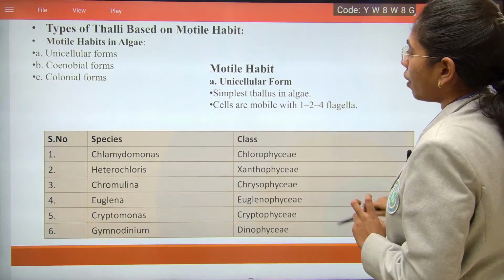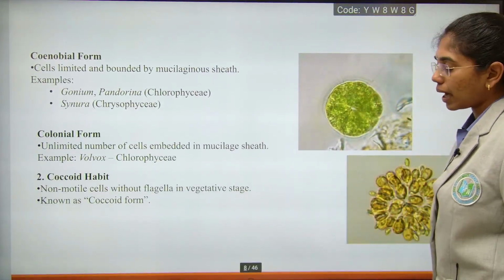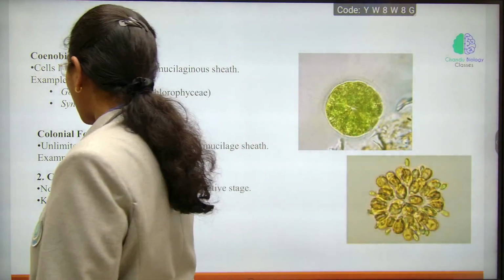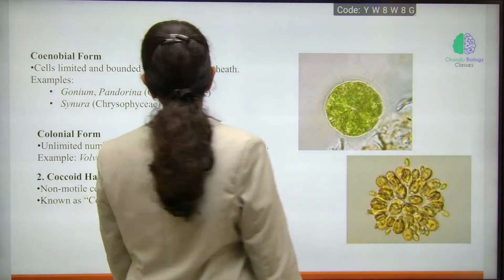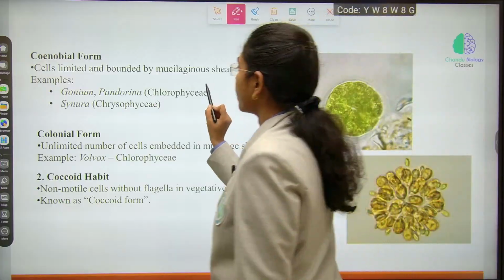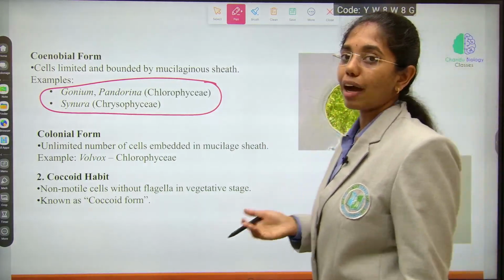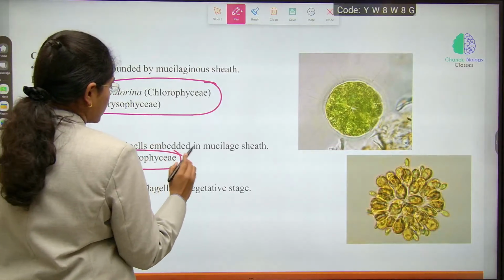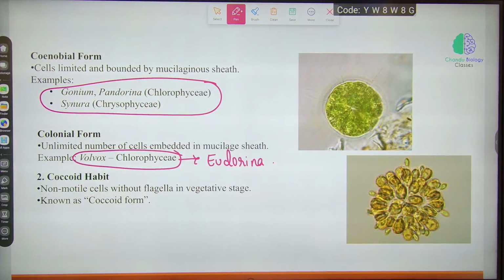Unicellular forms, different species and the classes they belong to. Now we will come across coenobial form, colonial form and coccoid form. Coenobial forms are bounded by some mucilaginous sheaths. For example, Gonium and Pandorina belong to Chlorophyceae, and Synura to Chrysophyceae. Fine, right. Examples under each thallus form are important. Colonial forms, of course Volvox and Eudorina, which are Chlorophyceae. Next, coccoid forms. I hope these two sets of examples are clear for you.